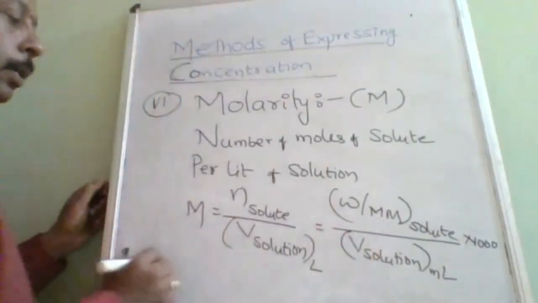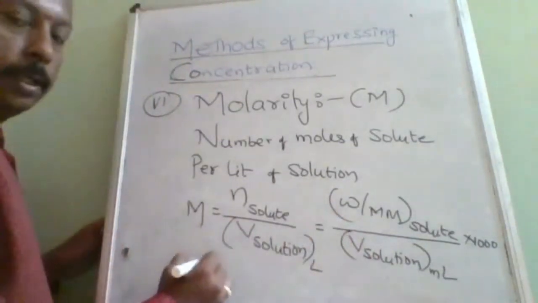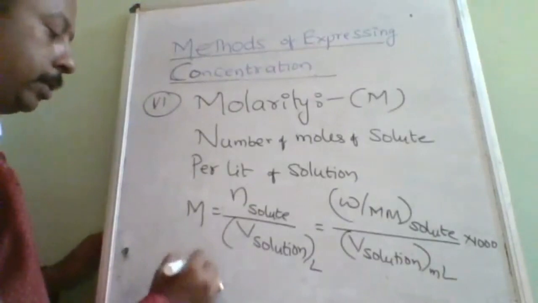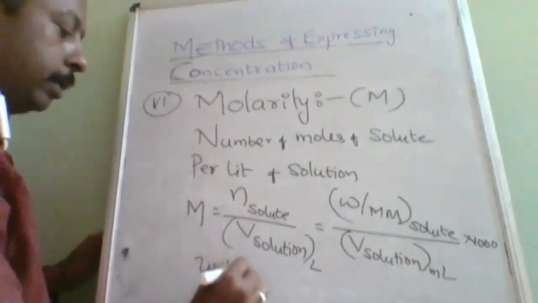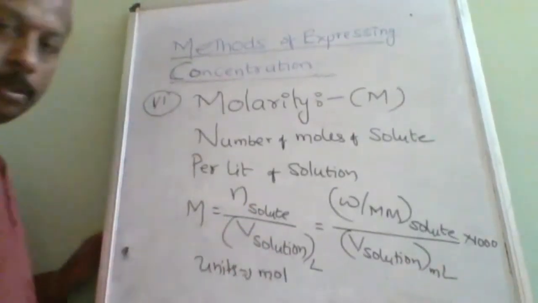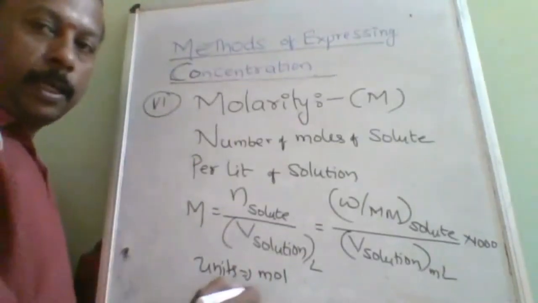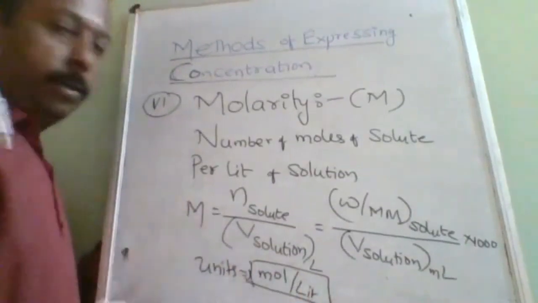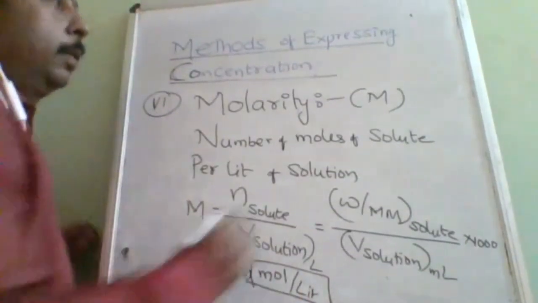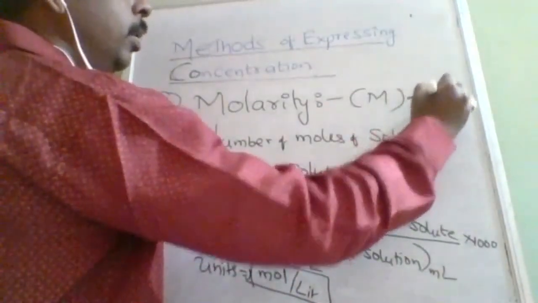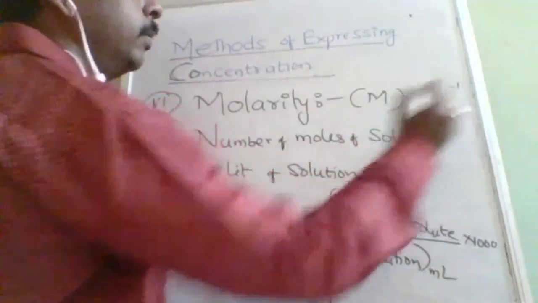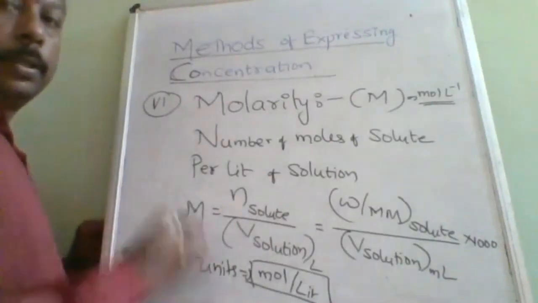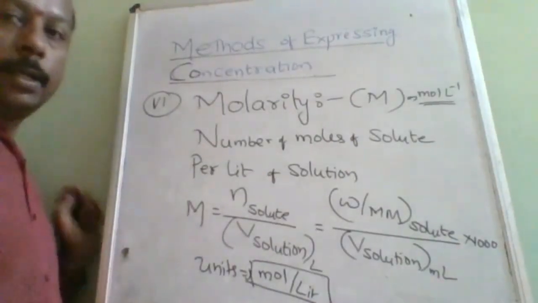Now from the definition, I think you can write the units. What are going to be units? In the numerator part, it is mole. And in the denominator part, what are the units? Liter. So mole per liter is units of molarity. So units are mole liter inverse. What are the units of molarity? Mole liter inverse. So this is about molarity.